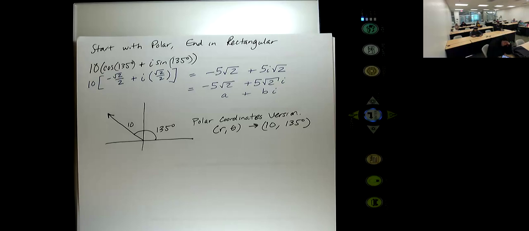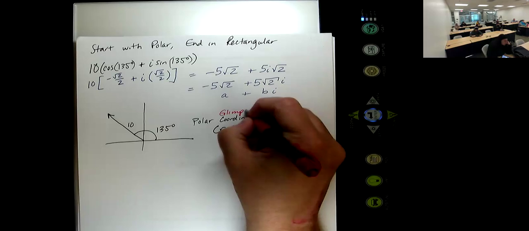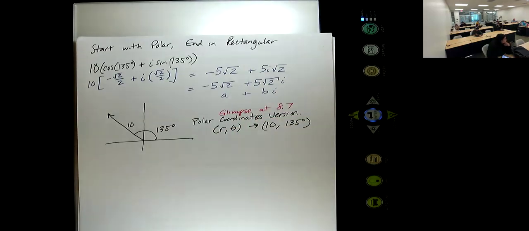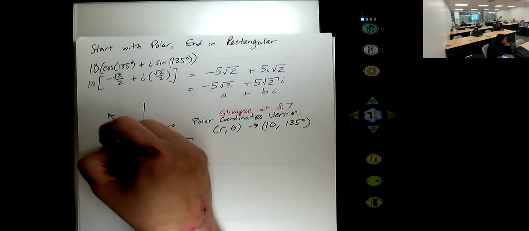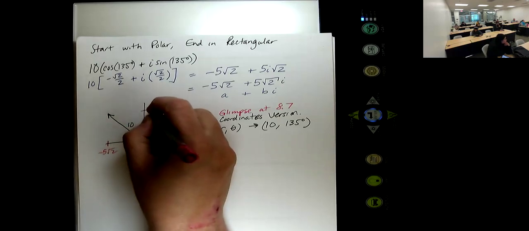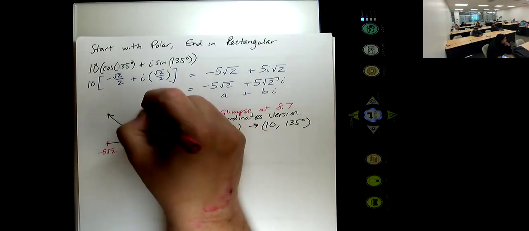And we'll do a lot more of that in 8.7. A whole lot. This is a glimpse at 8.7. And then in our other coordinate system, this is -5√2 going this way, and this is 5√2 going this way. This is the real axis, and of course, the imaginary axis.